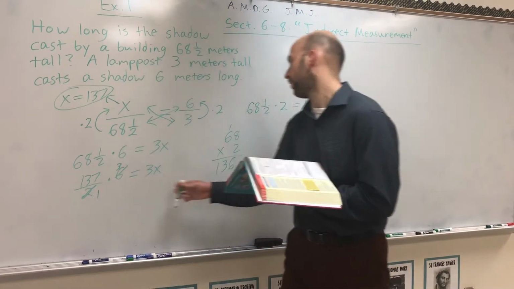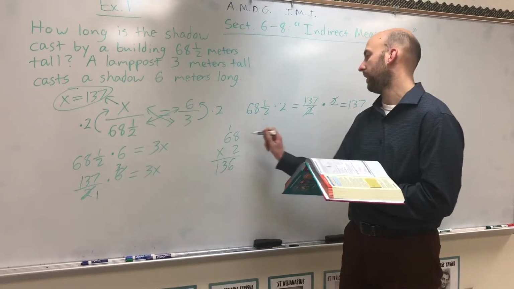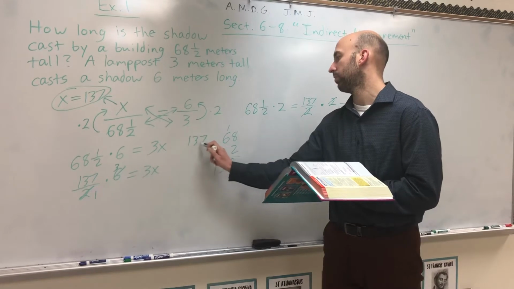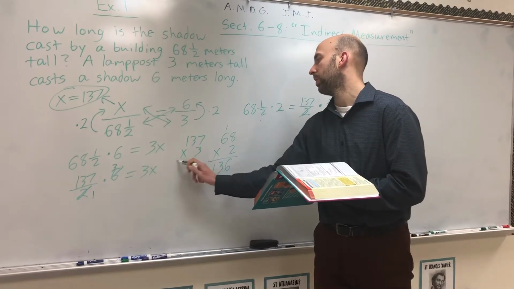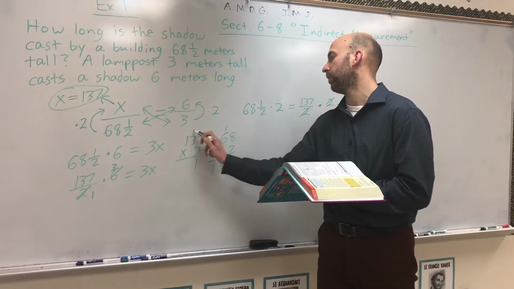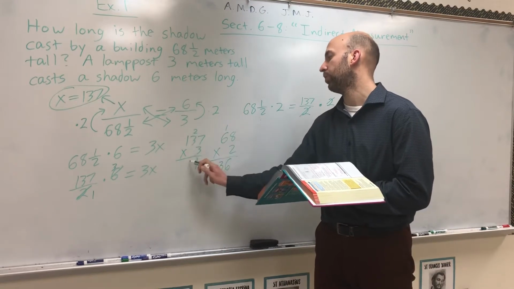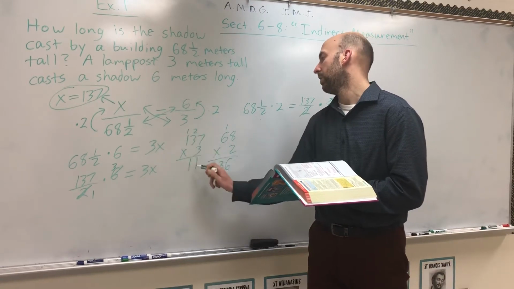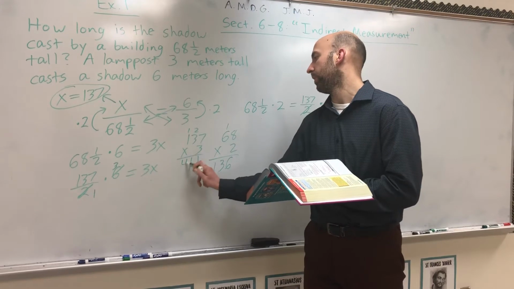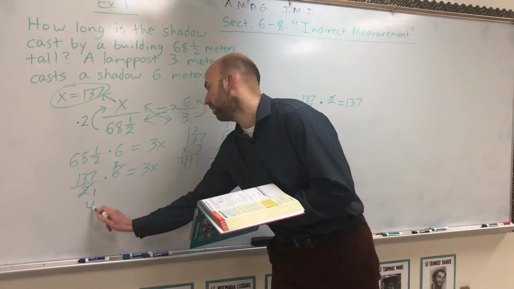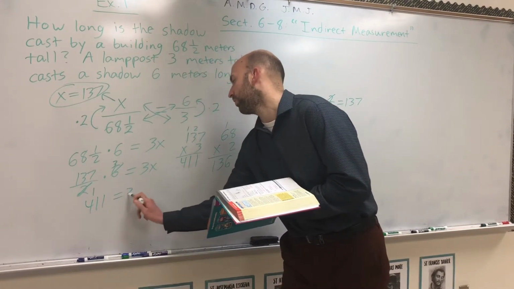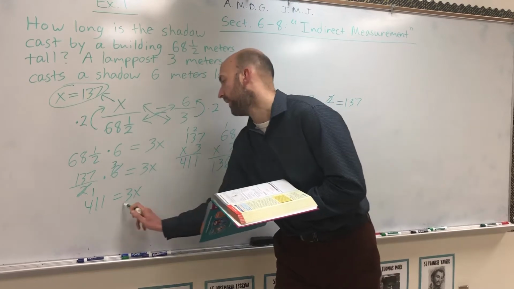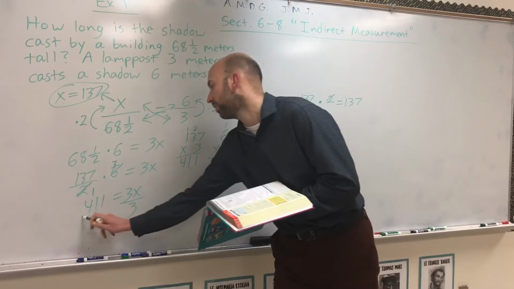137 times 3, let's work that out. 3 times 7 is 21, carry the 2. 3 times 3 is 9, plus 2 is 11. 3 times 1 is 3, plus 1 is 4. So we get 411 equals 3x. Then divide each side by 3.